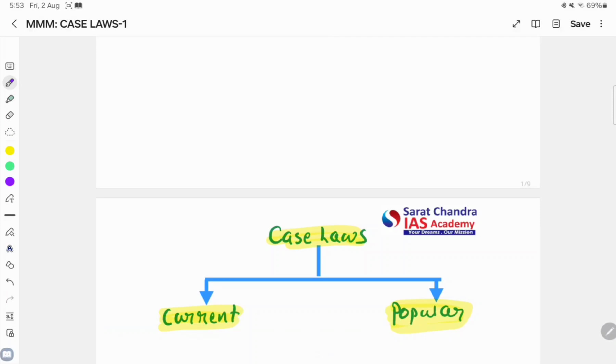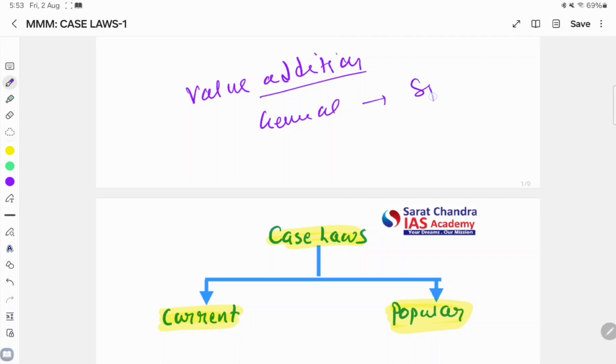In the mains answer writing, value addition is an important component because it makes your answers go from a general answer to a specific answer. So it helps us to gain more marks. In this series we will try to see some of the very important value addition points which you can use in your mains to improve your marks.